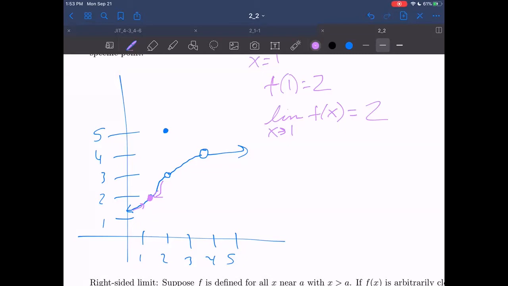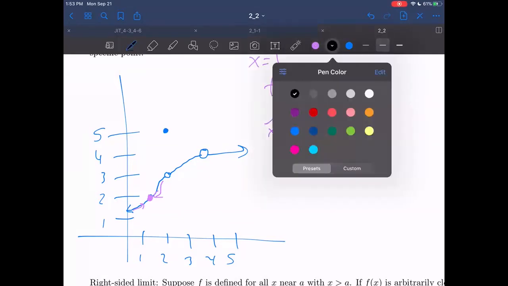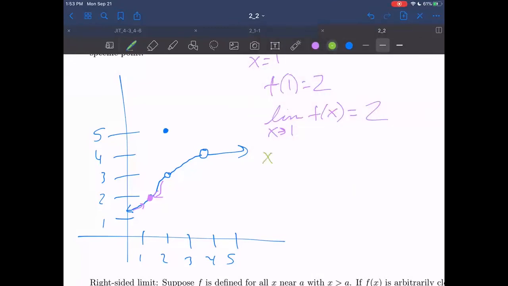Sometimes it'll be the case like at x equals 2, where we've got a nice hole here. It's filled in up here. Okay, so f of 2 is equal to 5, because that's where the actual point is. But the limit as x approaches 2. Okay, as our function is approaching where x is equal to 2, where does it look like the function is going to be? And it looks like it's going to be 3.